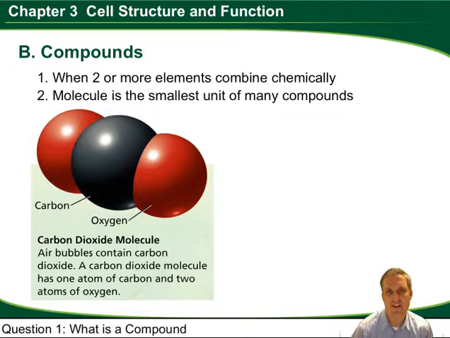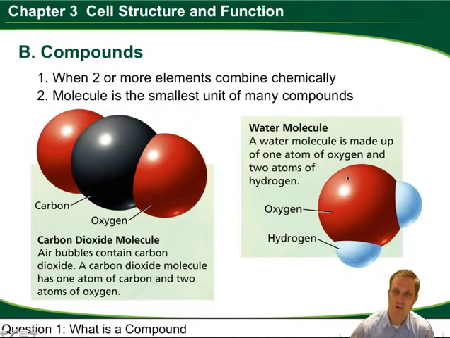Here's one. This is a visual of carbon dioxide. Carbon dioxide is made of carbon and oxygen. The carbon dioxide molecule has, as we can see here, one atom of carbon and two atoms of oxygen. These combined make a carbon dioxide compound. Now understand this, it cannot be carbon dioxide without one carbon and two oxygens. You've got to have that. That is the smallest compound of carbon dioxide you can have.